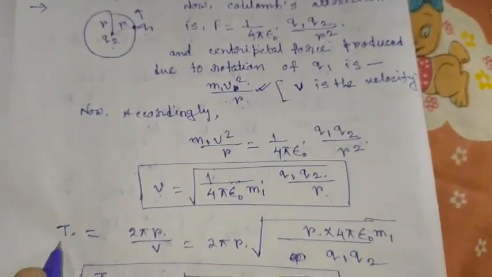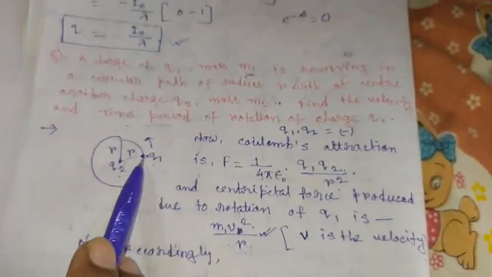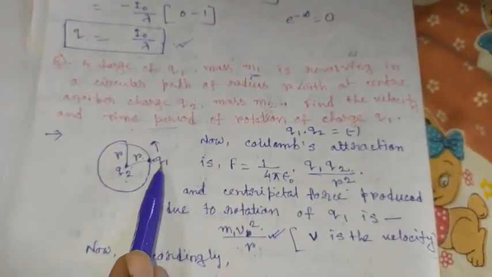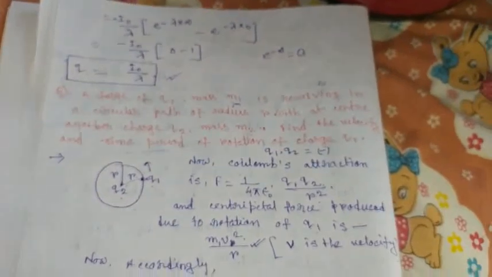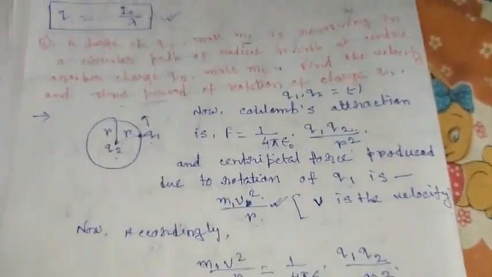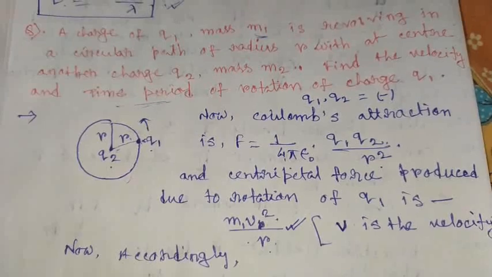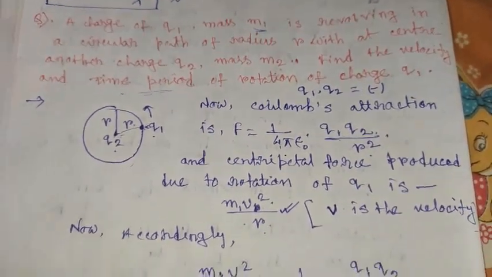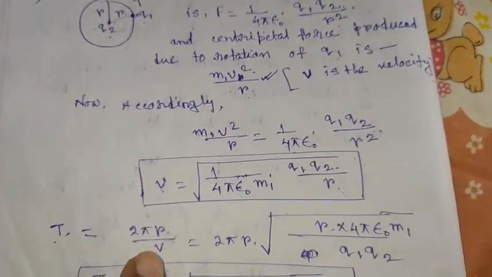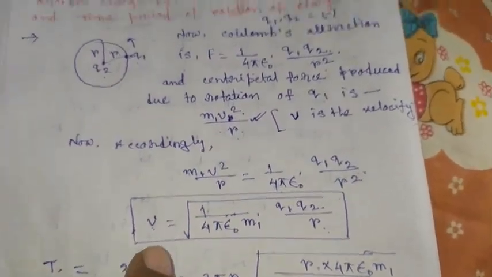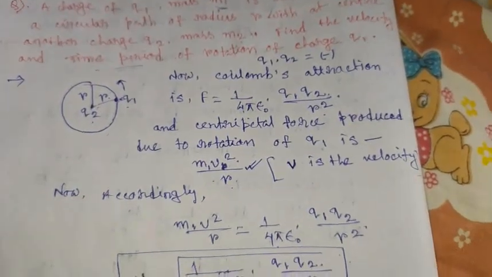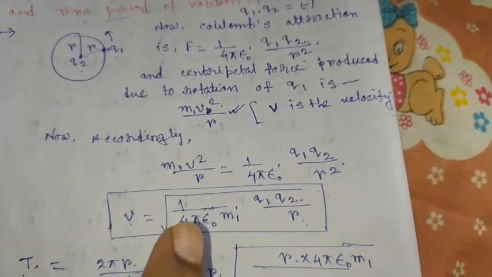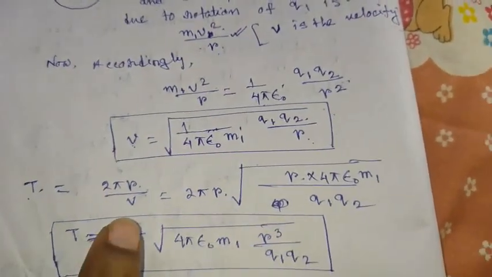So to find the time period, that is the time taken by one complete rotation of charge Q1 of mass m1. The time taken by one complete rotation by Q1 charge is called the time period, and the whole path, the circumference of the given circular path, is 2 pi r, and the speed of that Q1 charge is v. So it is 2 pi r by v.